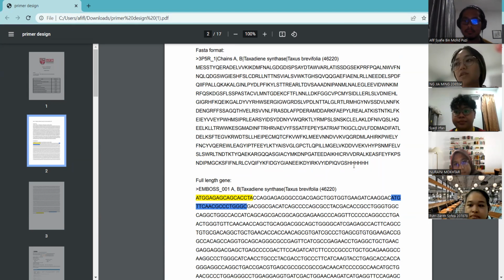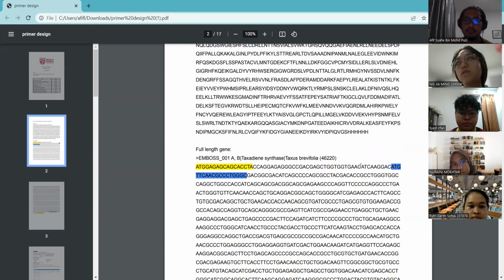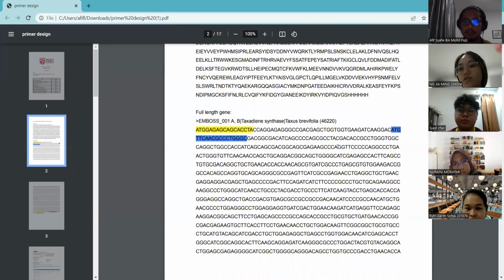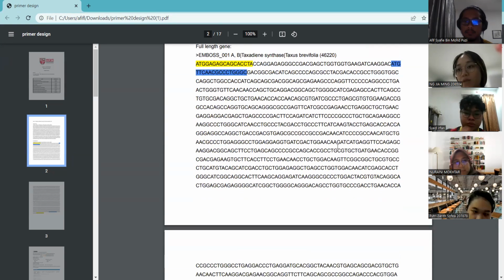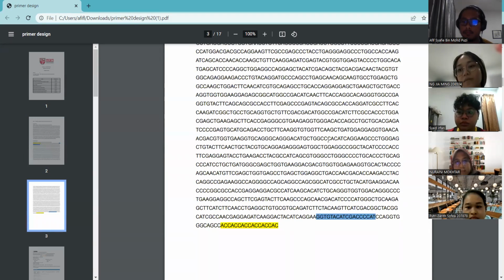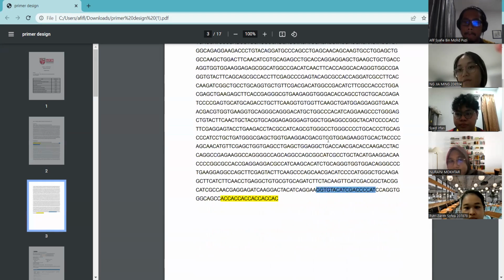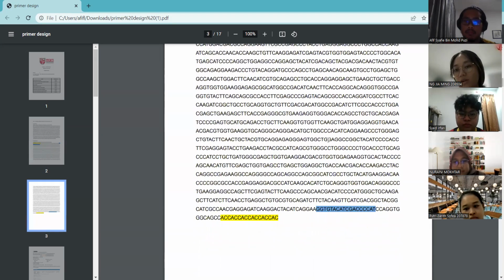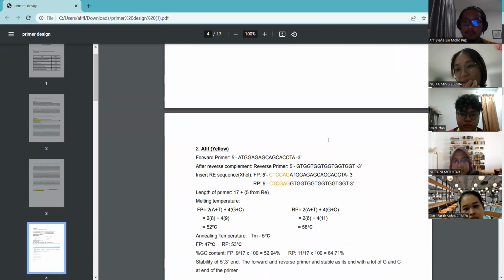Then we searched for the FASTA format. After that, we converted it into the gene sequence using EMBOSS. Then we discussed together and chose the primers randomly and manually. And then we chose and designed 2 primers, which are in yellow and blue color. A little bit down, Afif.